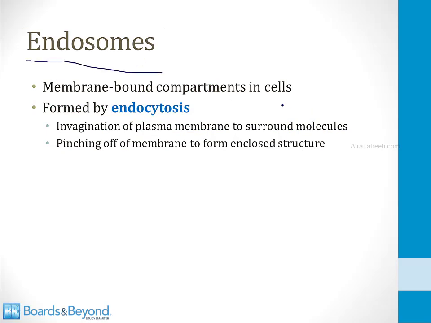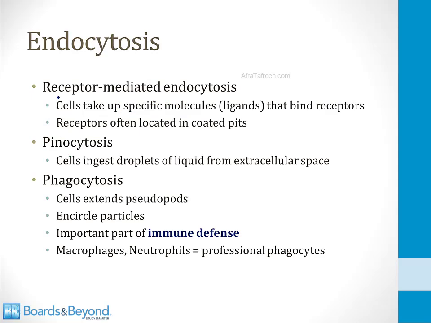So, continuing our tour of cellular structures, let's talk about endosomes. These are membrane bound compartments in cells that are formed by endocytosis. Endocytosis is the process of invagination of the plasma membrane to surround a molecule. This is then pinched off to form an enclosed structure. There are three types of endocytosis.